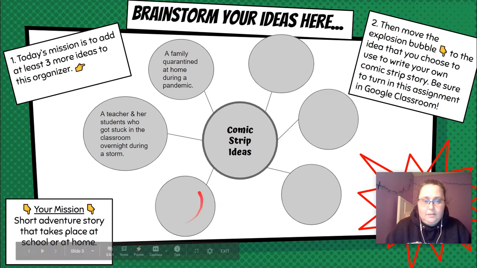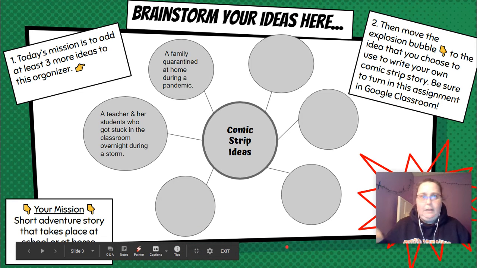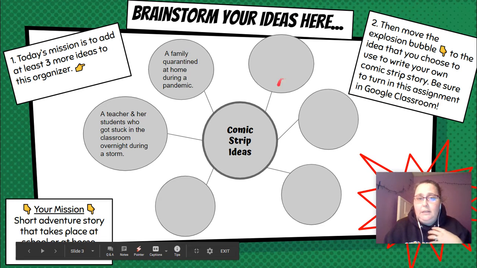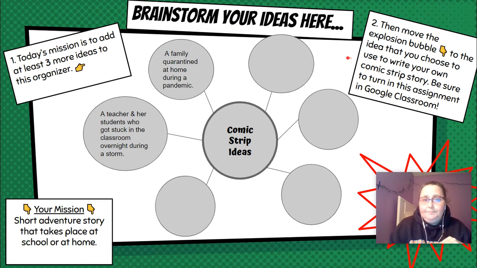Now, I provided an extra bubble just in case you were just full of ideas and you had some extras that you wanted to add. So you're welcome to add more than 3 ideas, but I definitely want you to have 3 ideas in here. Now, what's really nice is you can type in these bubbles. So that'll be easy. Okay? So once you add your 3 ideas, you'll type it in. Then it's time to make a choice.